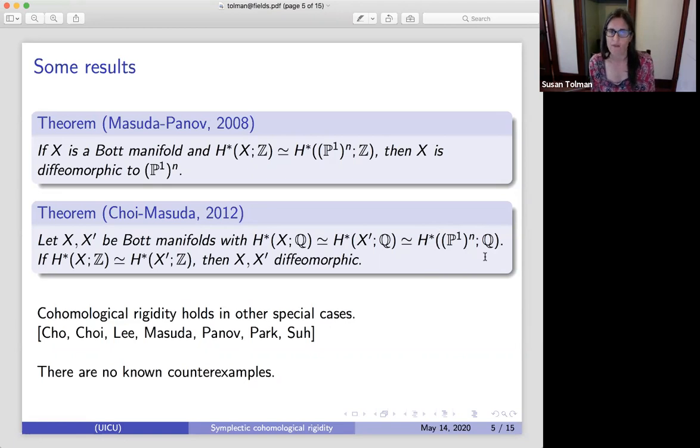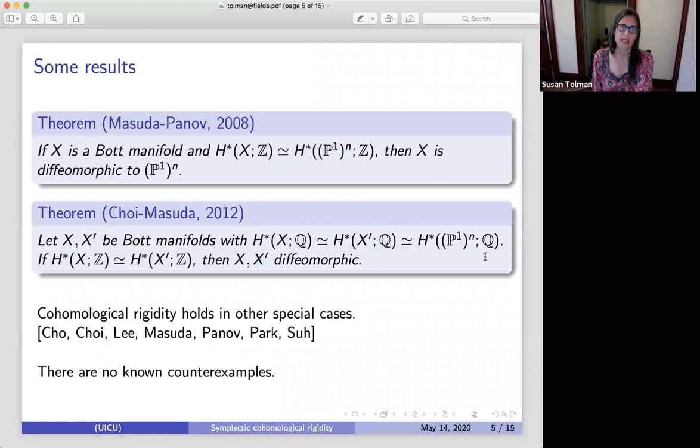Now, if I know that their integer cohomology is also isomorphic, then the two manifolds are diffeomorphic. So in terms of our previous terminology, we're saying that the family of Bott manifolds with trivial rational cohomology is cohomologically rigid. So great, this is another special case.